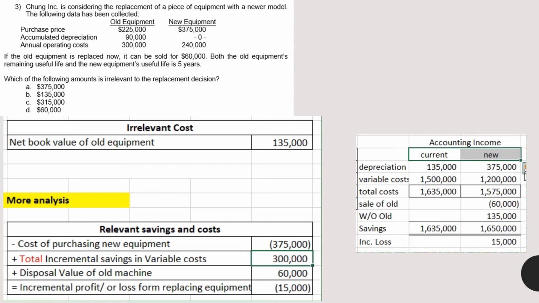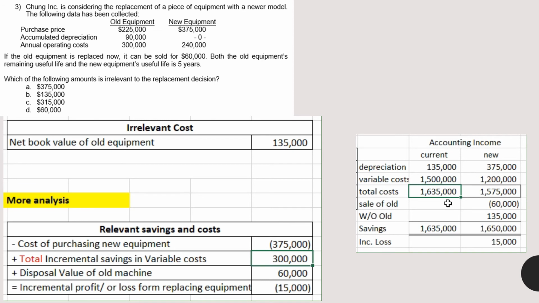Another way to look at this scenario is to look at the accounting income impact, just to prove our incremental analysis. Under the current situation, we have depreciation for the next 5 years of $135,000 because it would be fully depreciated. We'd have variable costs of $300,000 per year for 5 years, or $1.5 million. So the total cost if we stay with the current machine would be $1.635 million. If we go with a new machine, fully depreciated in 5 years, it would be the full cost of $375,000. Our variable costs are $240,000 per year times 5 years, giving us a total cost of $1.575 million, slightly less than the cost of the current.